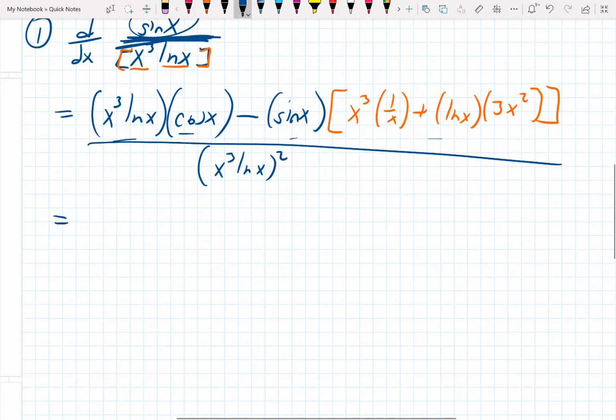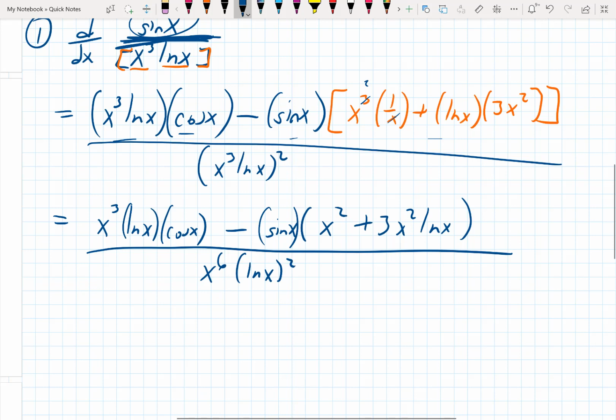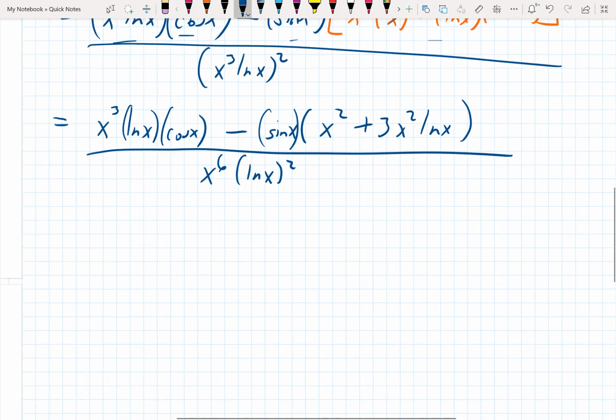Now we've got to simplify this just a bit. So it's x cubed times the ln of x times the cosine of x minus sine x, and then I'm going to let one of those cancel. Oops, sine x, sorry. And then it's x squared plus 3x squared ln of x, just like that. And I'm just going to keep the bottom. I'll make it x to the 6th and then times the ln of x squared. All right.